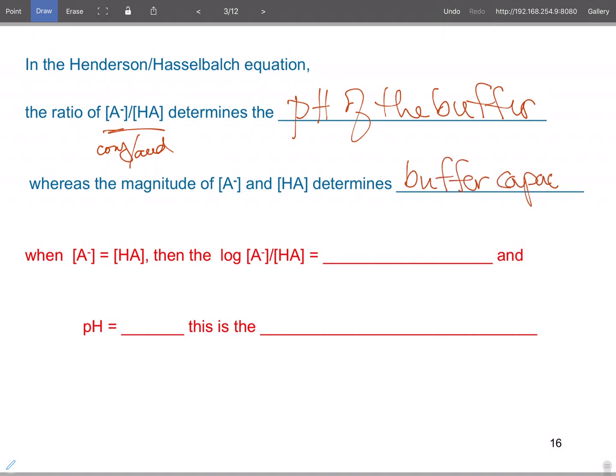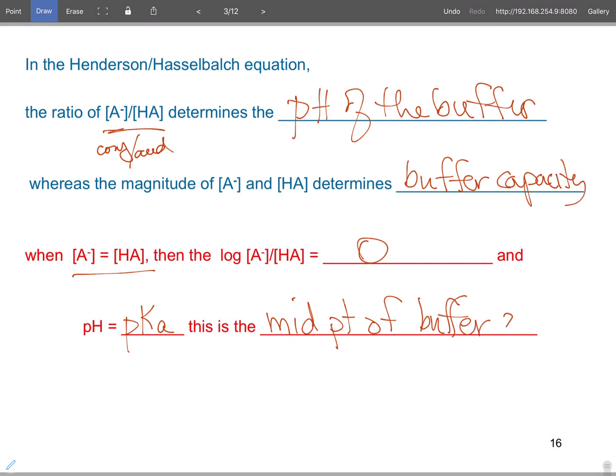Whereas the magnitude of the amount you have is the buffer capacity. Remember, the more you have, the more it can counteract. Okay, and remember, when they're equal to each other, then the log of this concentration is 0, and the pH is equal to the pKa, which is, again, the midpoint of the buffer zone. And remember, when something is stated multiple times, it's usually very important. So the midpoint of the buffer zone is going to come back and haunt us.